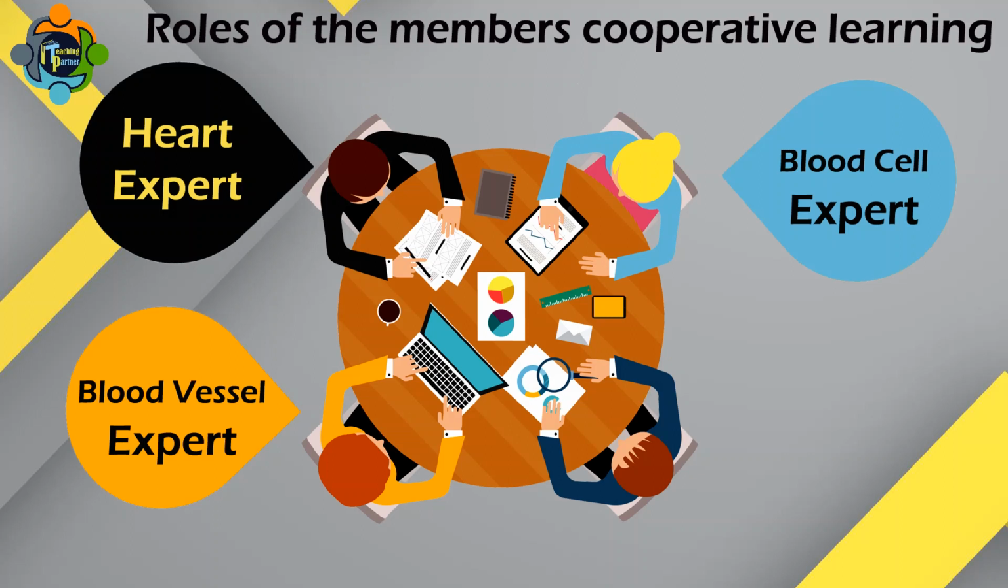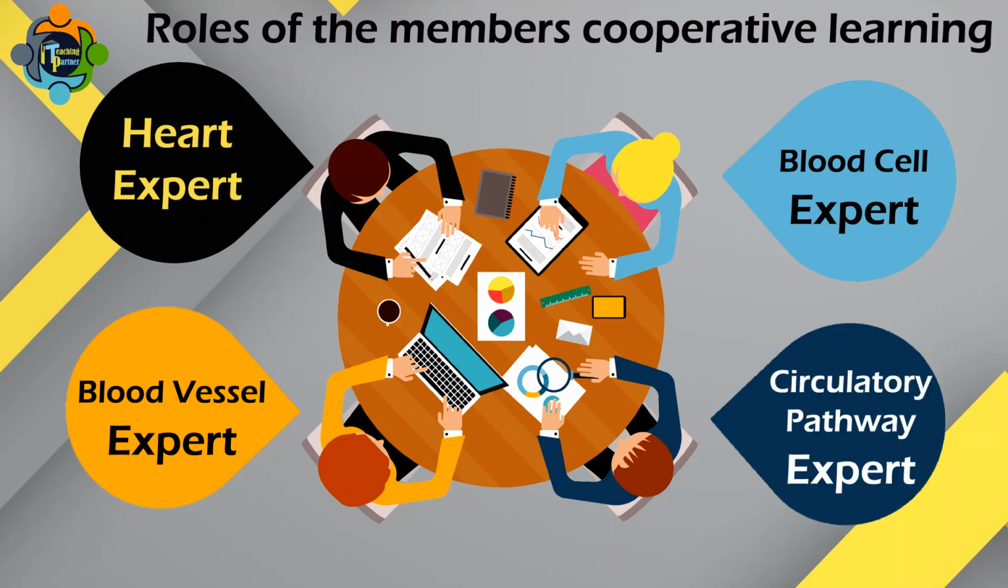Member number 3, blood cell expert, researches and becomes an expert on the different types of blood cells, for example, red blood cells, white blood cells, and platelets, their functions and their importance in the circulatory system. Member number 4, circulatory pathway expert, researches and becomes an expert on the pathway of blood flow through the circulatory system, including the pulmonary and systemic circulation.